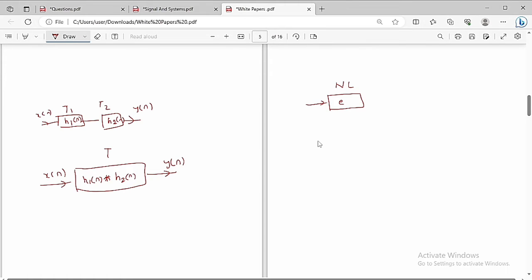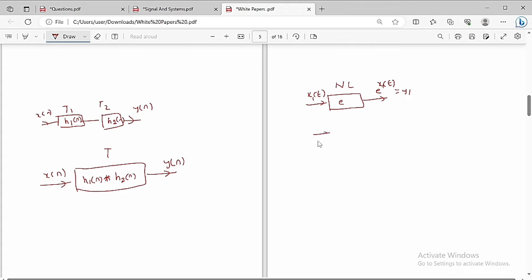Yes, then the input is x of t. Then what is the output that you are going to get? Which is e to the power of x of t. But definitely this is a non-linear system, because if we give x1 as the input, then we are going to get e to the power of x1 of t as the output.